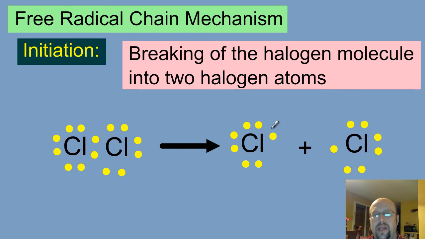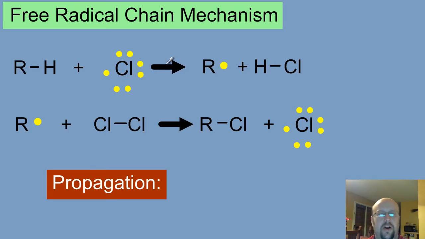Okay, now, what you may notice here is, of course, they've each got their 7 valence electrons. Not real pleased with that. They're not terribly stable at that point. They really want to react. Chlorine is pretty darn reactive, so it's going to want to react pretty quickly. And so that's going to be our next step. The next step is called propagation. And here's what goes on in the propagation step.